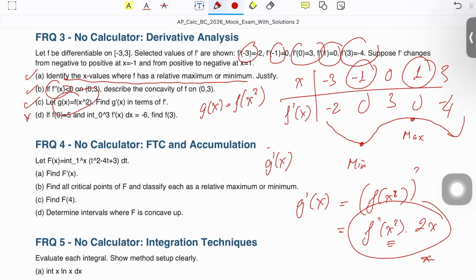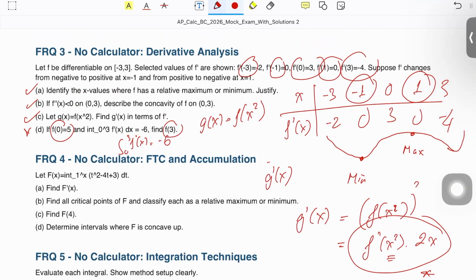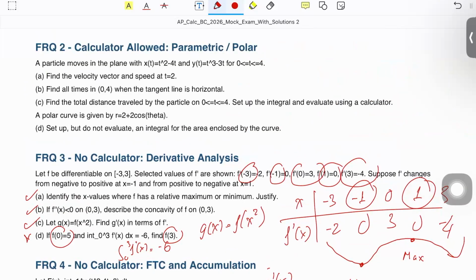If f of 0 is pi, and the integral from 0 to 3 of f prime of x dx equals -6, find f of 3. Okay, this is maybe about the FTC. So 0 to 3 of f prime.